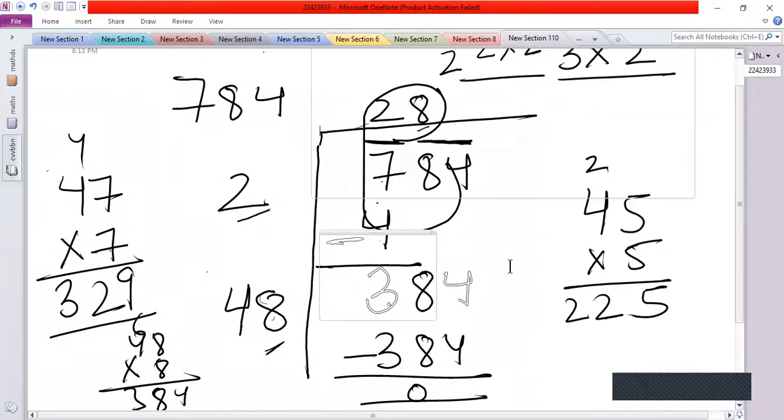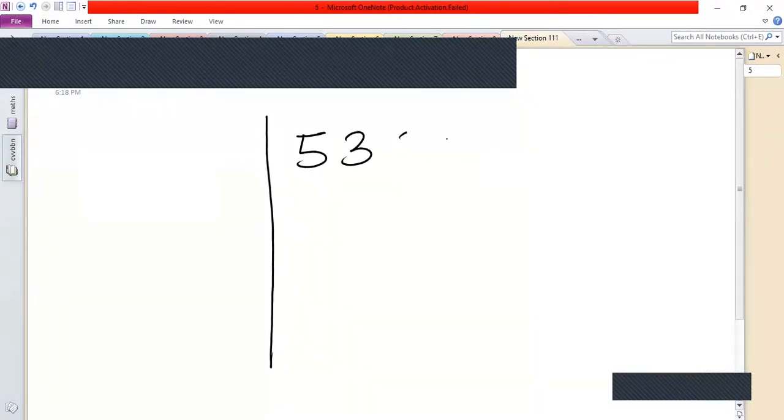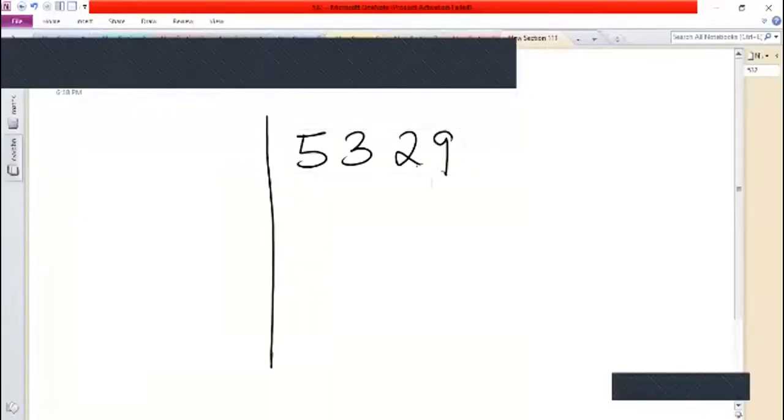Yes, ma'am. Understood. Shall we do one more? We do more questions, then we can understand it. Okay. See, I am doing a long division of 5329. I have to find out the square root of this number. You also make it in your notebook.